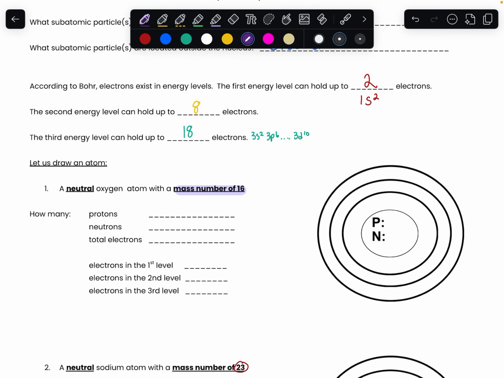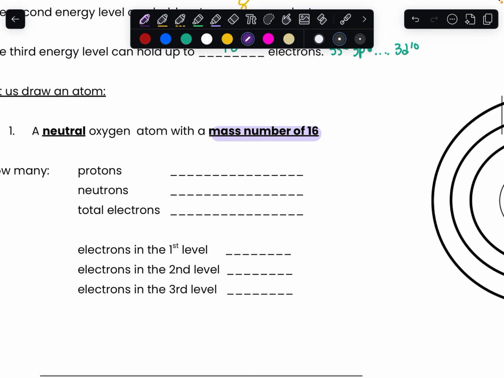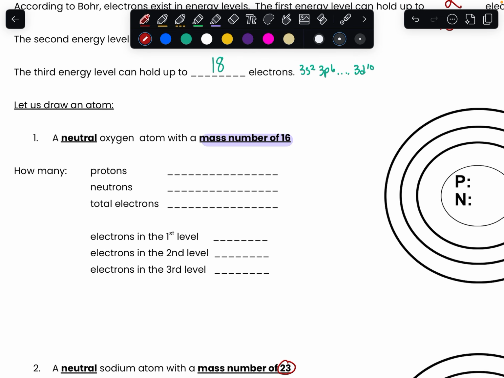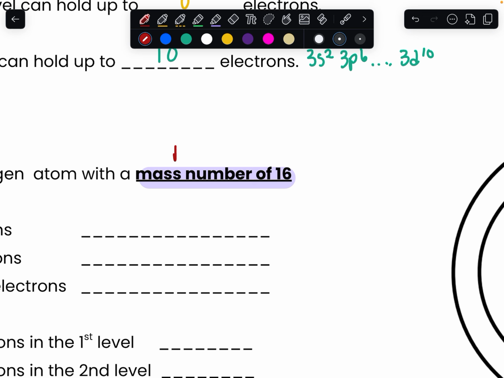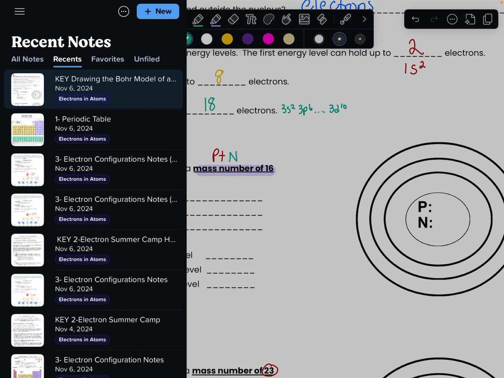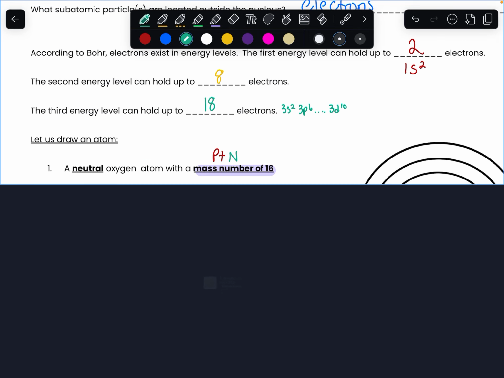So one of the things that we want to do is look at the information that's given to us and then deduce from there what to do. This question is asking how many protons, neutrons, and total electrons there are. Let's figure that out. If I have a mass number of 16, based on our last unit, we know that the mass number is our protons plus our neutrons together, because that's the weight of the nucleus.